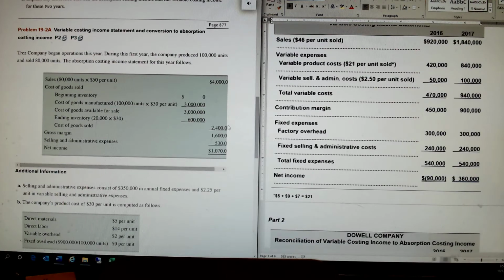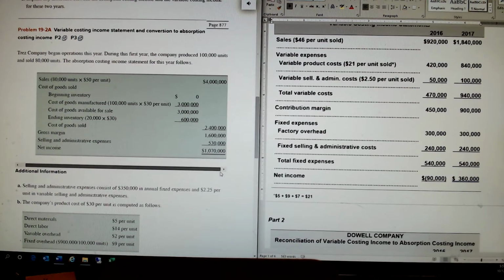The second homework problem that you have is right here. It is the Trez company. So let's go ahead and do that.